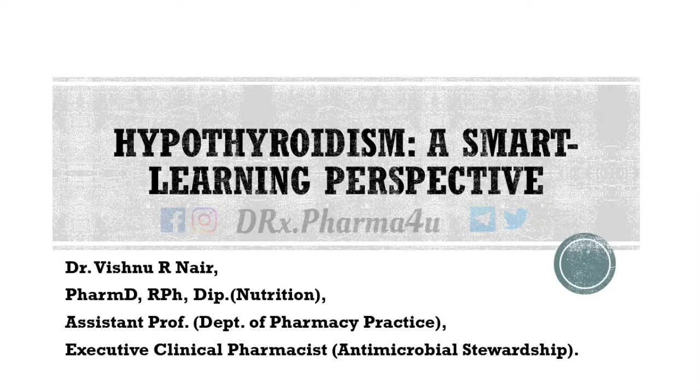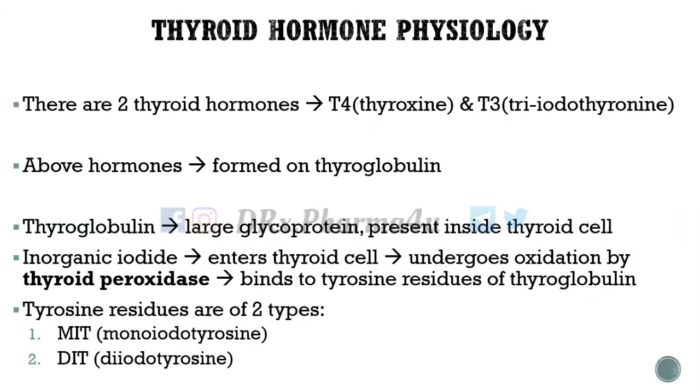So, as I said, this will be part one. So, let's begin. First, we'll talk about the physiology of thyroid hormone. There are actually two thyroid hormones. We have T4 and T3. T4 is also known as thyroxine, and T3 is known as triiodothyronine. These hormones are usually formed on a glycoprotein which is known as thyroglobulin. Thyroglobulin is a glycoprotein which is present inside the thyroid cell.